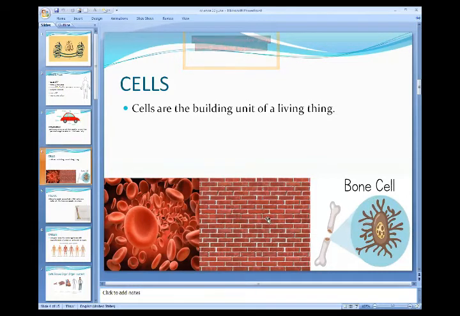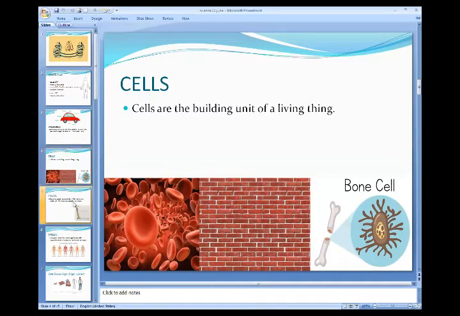In the center of these cells, there is the picture of a wall. A wall is made by the bricks. A brick is the simplest and smallest unit of this wall. Same here, all organs are made by the cells. Cells are the simplest part or unit of any living thing.